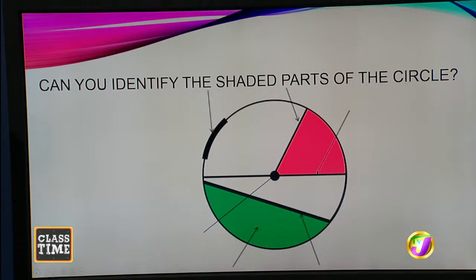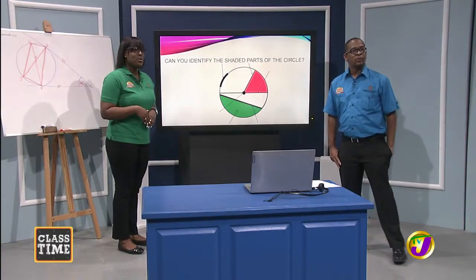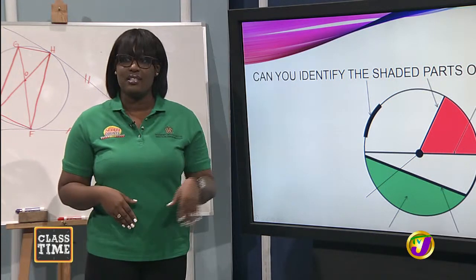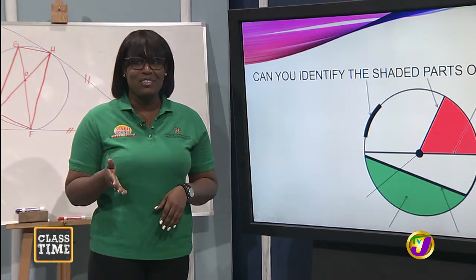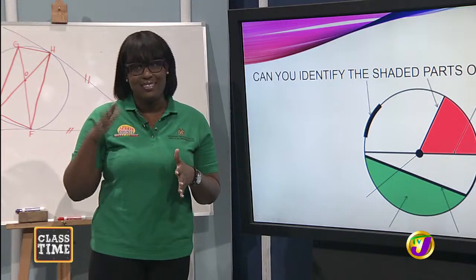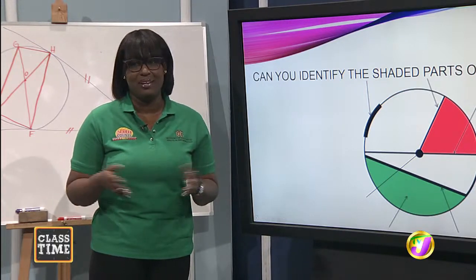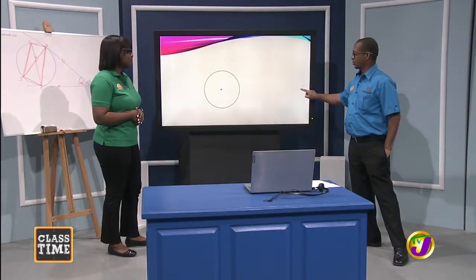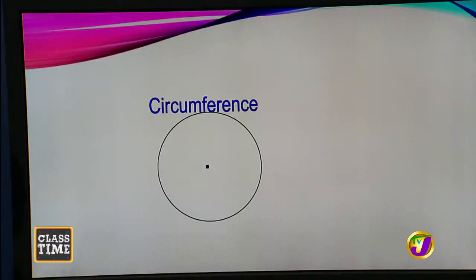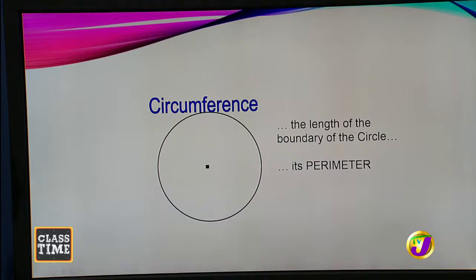All right. So guys, I wonder if you at home were identifying the shaded parts of the circle. Let's check and see if our answers are correct. So we did identify the circumference, and we said it was the length of the boundary of the circle. It's also called the perimeter of the circle. We're going all right so far.